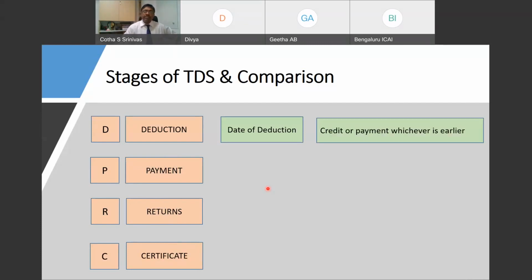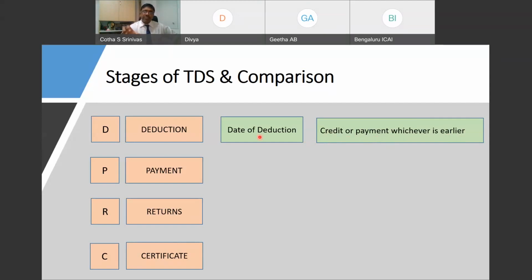So it says credit or payment, whichever is earlier. So if you are entering a transaction as a credit entry, the TDS will be there, or if you are directly entering a payment entry, there will also be a TDS. So the date of deduction will be the date of making an entry, either as credit or payment, whichever is earlier. Even in resident TDS payments, most of the sections deal with this, that is credit or payment, whichever is earlier.